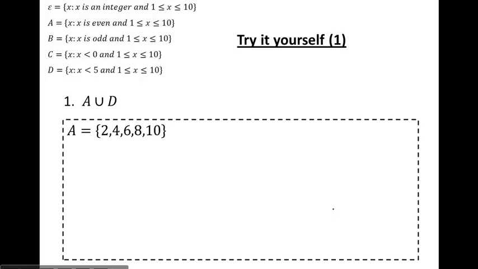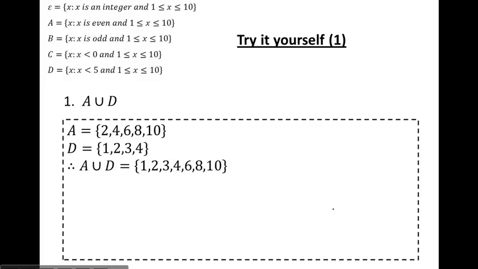We are going to approach this in this manner. First of all, let's list out the elements in set A. Set A contains all the even integers. Set D contains the integers 1, 2, 3, and 4. So for A union D, we are going to consolidate all the elements found in A and D. Set A union D is still a set, so look at the braces used. The braces are the curly brackets, same spelling as the braces for your teeth.